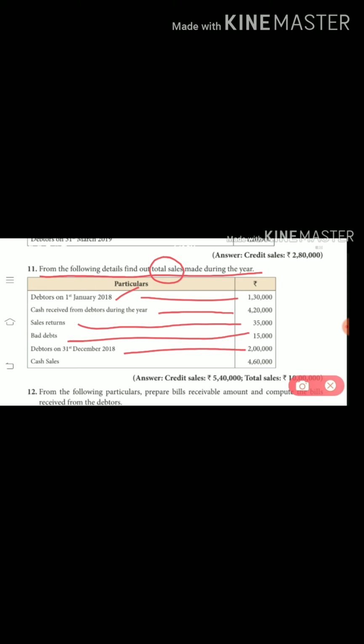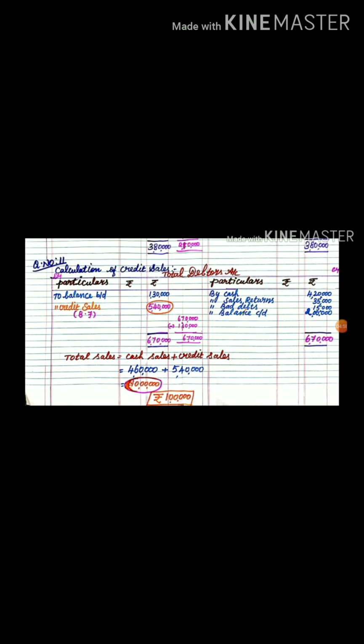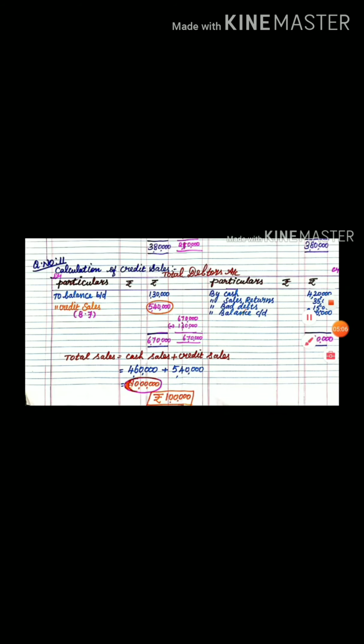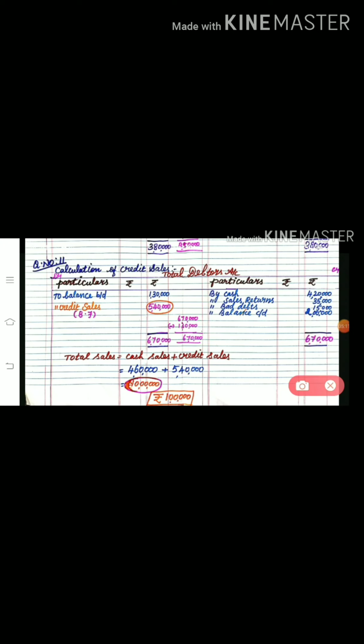In this problem, the cash sales value is given. The question is to find total sales. What is the formula of total sales? Cash sales plus credit sales minus returns. The first problem was to find out the credit sales only, but in this problem calculate the total sales value.